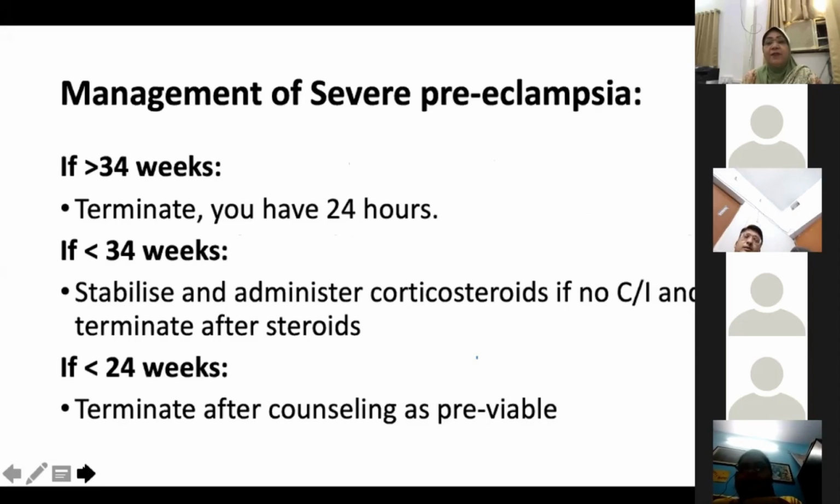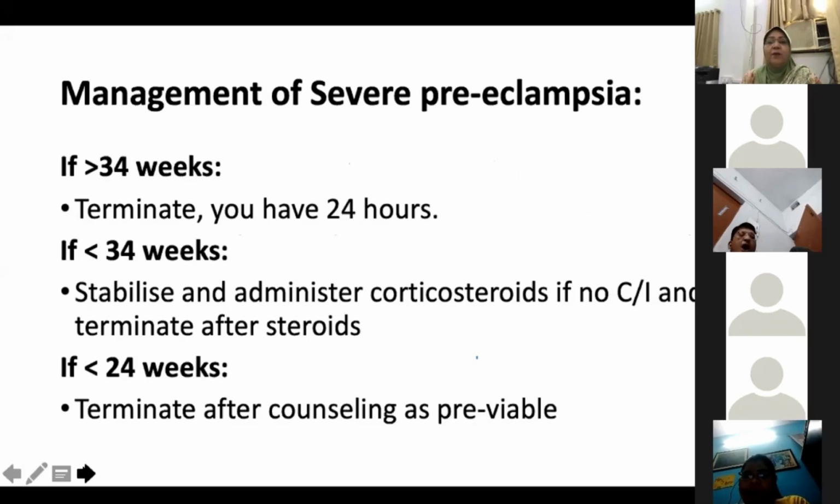Then management of severe preeclampsia, which you already said, you have to terminate, but only with one condition: when it is less than 34 weeks, you may think in terms of conservative management for a day or two so that the effect of steroid is there.